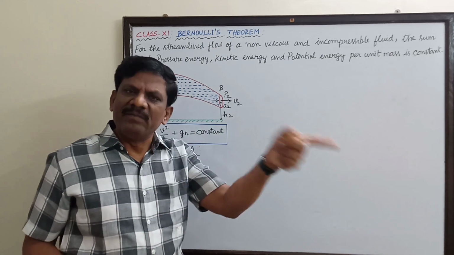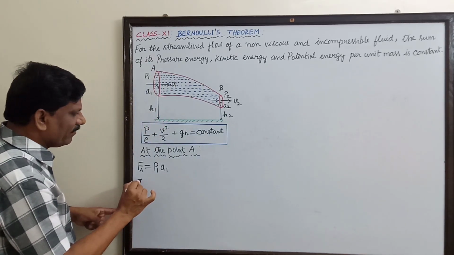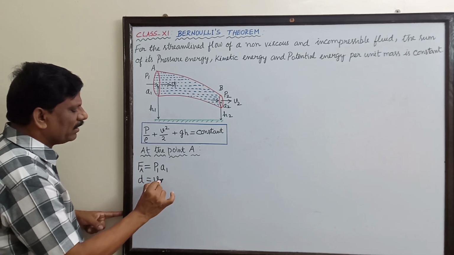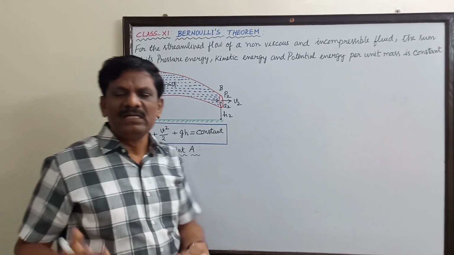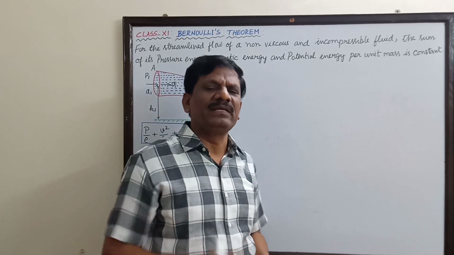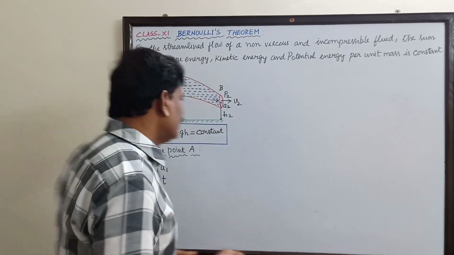So in a given time t, how much distance must it have traveled? The distance traveled by the liquid, d, is equal to the velocity v1 into the time t. So this must be the distance traveled. By the same time, how much volume of the liquid must have flowed through the end A?